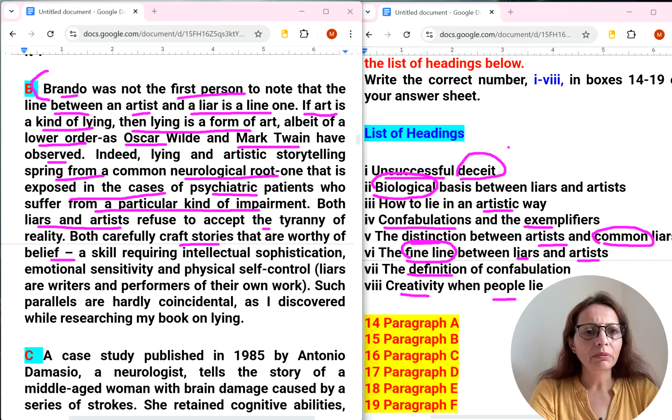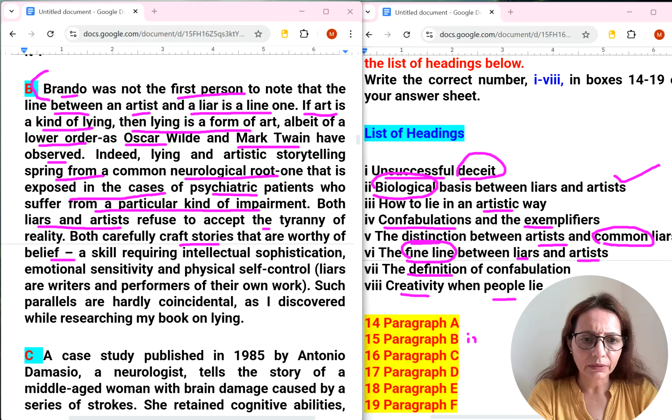Okay, so I will mark this on the basis of this word: the biological basis between liars and artists. Proper sentence structure, proper meaning is given in this paragraph. So second paragraph, I will mark it with second. So take care of instructions: when they have given this kind of counting in Roman numerals, please write in the answer sheet in the same style. Now coming to the C paragraph, and this I have checked it.